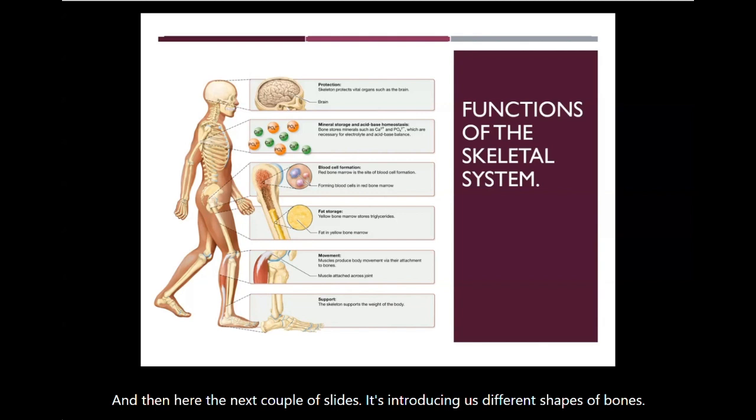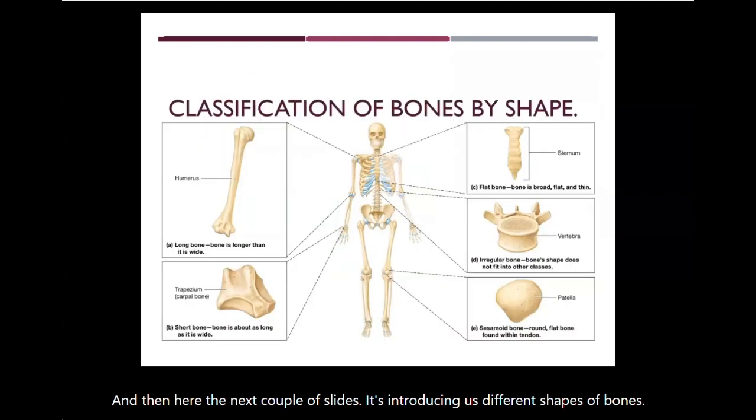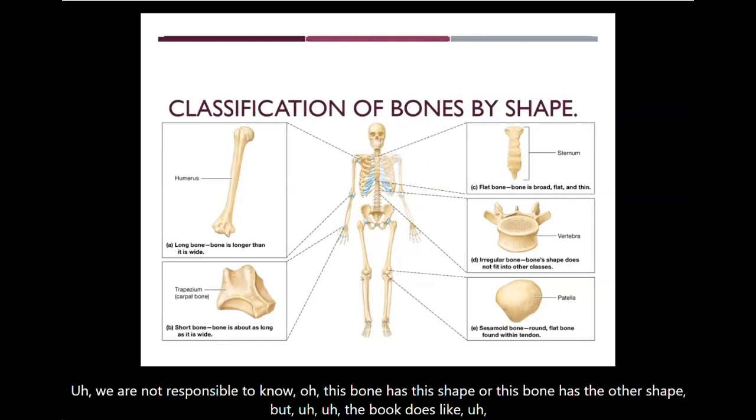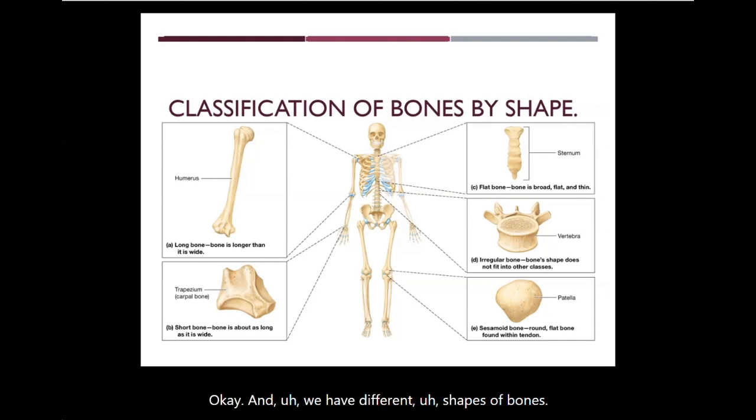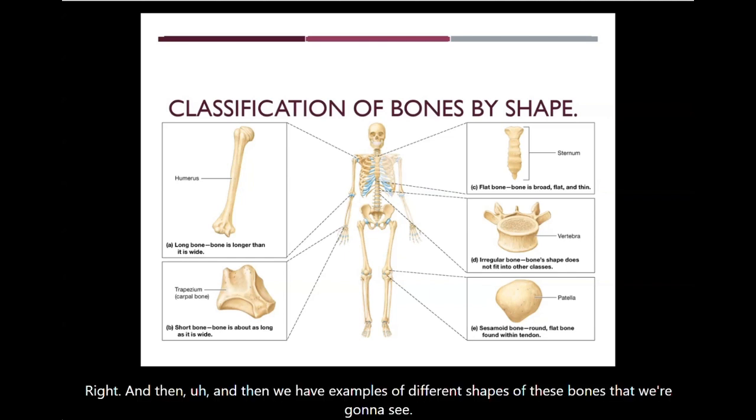And then here, the next couple of slides, it's introducing us to different shapes of bones. We are not responsible to know, oh, this bone has this shape or this bone has the other shape, but the book does a good job in introducing what the different types of bones are that we're going to see in this lab, okay? And we have examples of different shapes of these bones that we're going to see, okay?